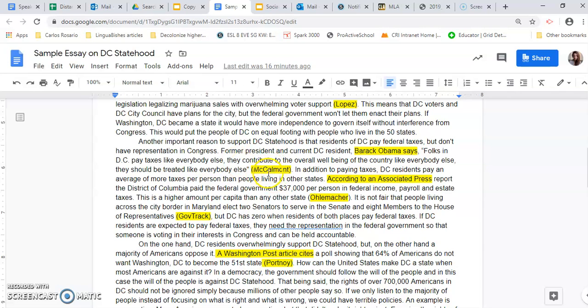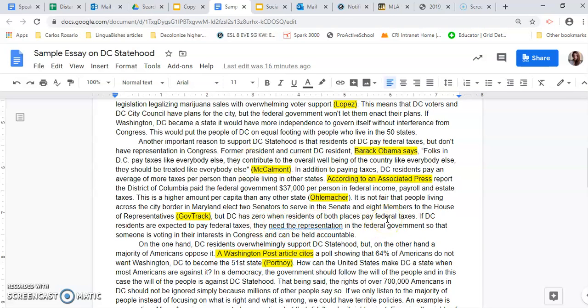So the name you see here, again, we have parentheses. McCalmont is the last name of the writer of the article where I found this quote. So I am giving credit, I am citing the article by using the author's name to show that she is the one who wrote this information. And she got a quote from President Obama.